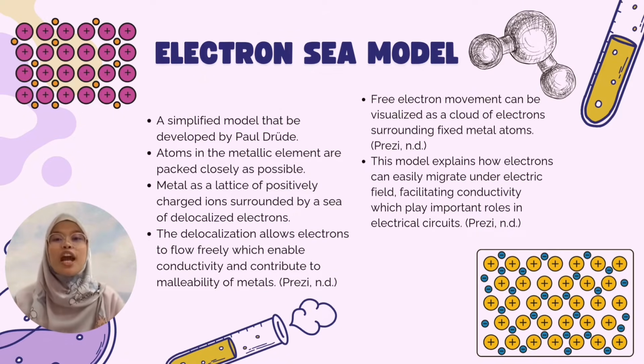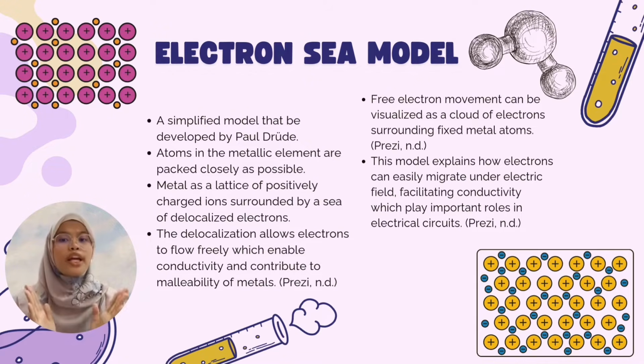Hi everyone, now we are diving into the electron sea model. It's a fascinating concept. We will apply four rules to simplify how we understand metal. Take a look at this structure. Imagine metal atoms packed as closely as possible. But here's the twist. It's actually a lattice of positively charged ions surrounded by a massive sea of delocalized electrons.